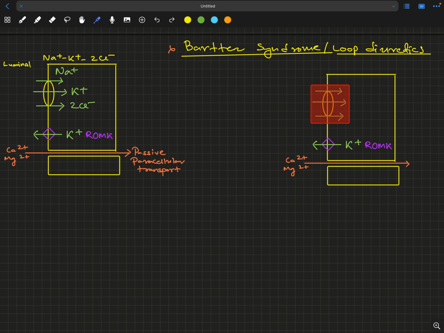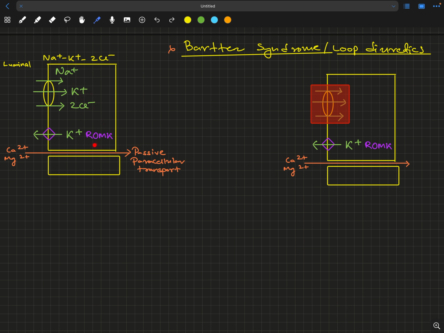So loop diuretics act on the thick ascending limb of the loop of Henle, on the sodium potassium 2 chloride channel, and in Bartter syndrome there is a defect in the sodium potassium 2 chloride channel. So how this sodium potassium 2 chloride channel handles calcium, we have to discuss that. Normally it pumps in one sodium, one potassium and 2 chloride inside the cell.